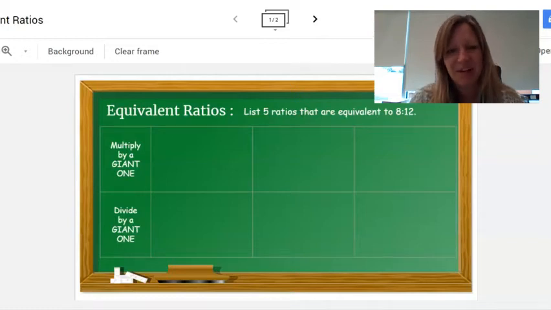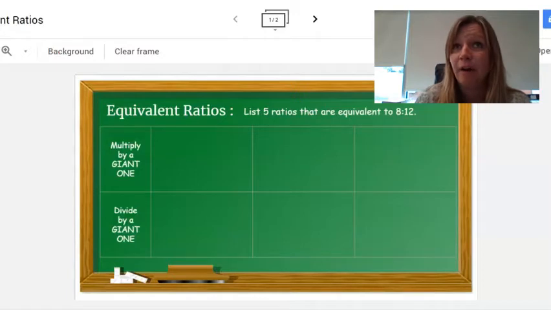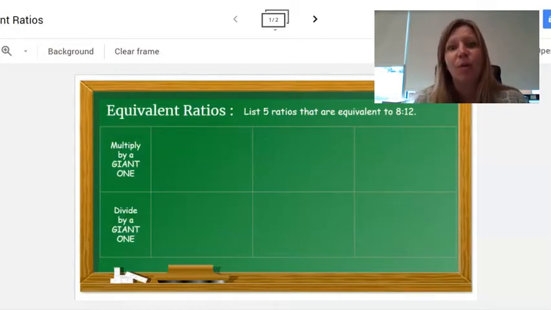Hey, today we're going to talk about equivalent ratios. Equivalent ratios are ratios that may look different, but they actually represent the same portion. So, for example, if I said that in my class there was one girl for every two boys, one equivalent ratio would be, okay, well, maybe I have four girls, which would mean I would have eight boys. So the ratio of 1 to 2 is equivalent to the ratio of 4 to 8.